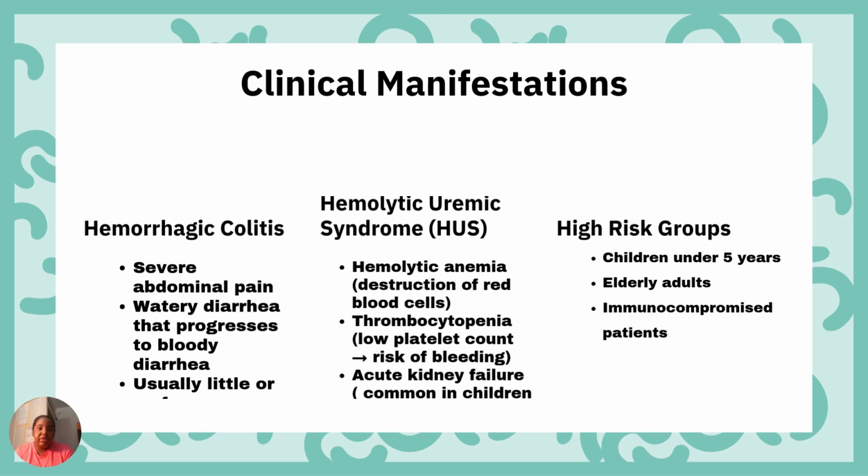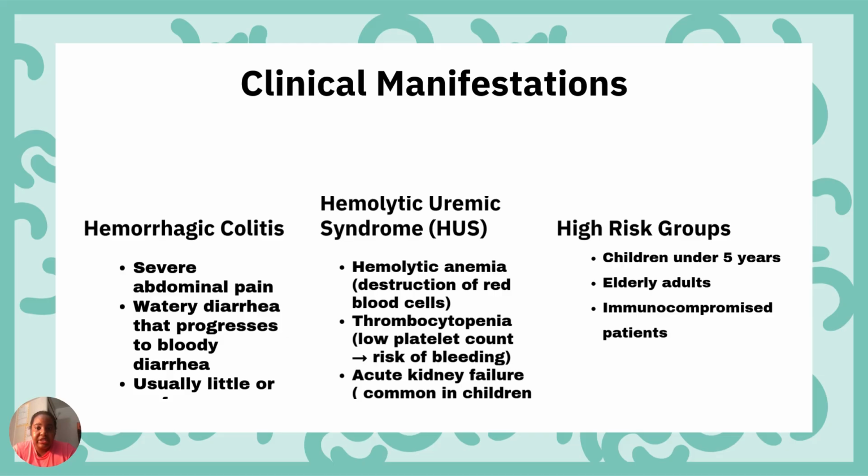So let's look at the clinical manifestations. E. coli is particularly dangerous for high-risk groups such as children under 5 years of age, elderly adults, and those who are immunocompromised. The two major outcomes of the bacteria are called hemorrhagic colitis and hemolytic uremic syndrome.